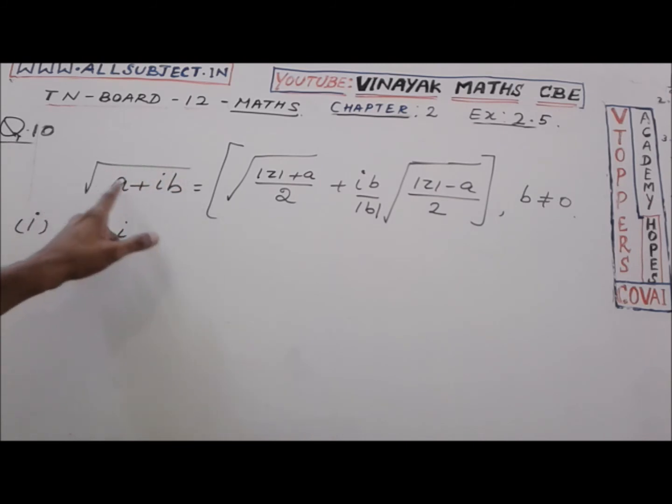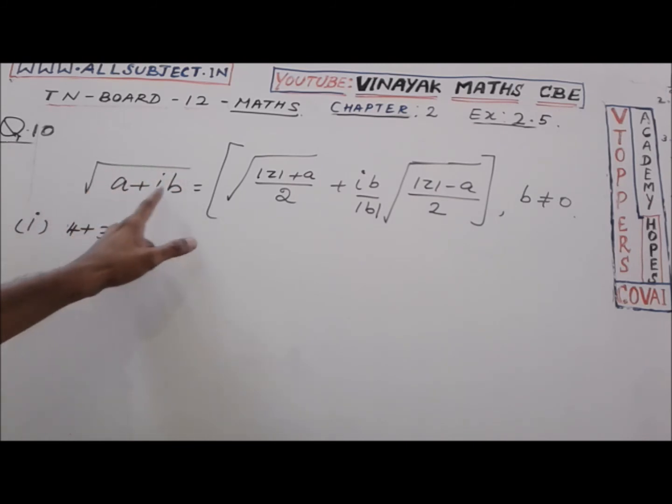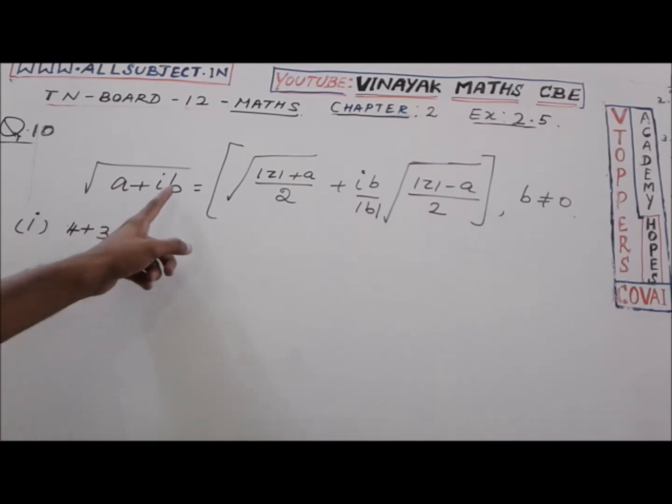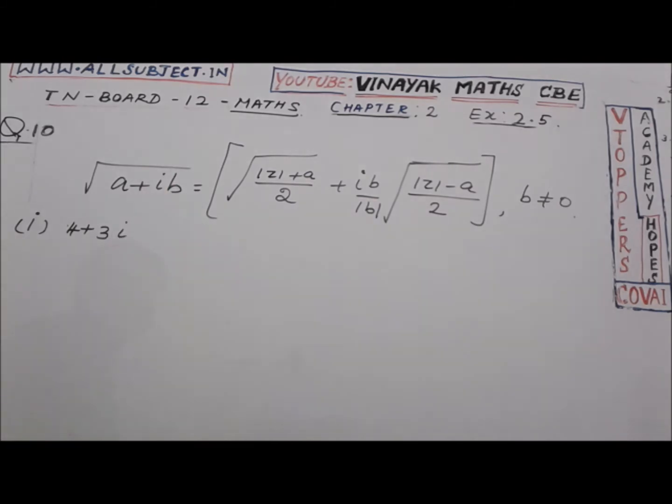a plus ib is nothing but a complex number. a is the real part and b is the imaginary part. i represents the imaginary unit, but b is the only imaginary part value.